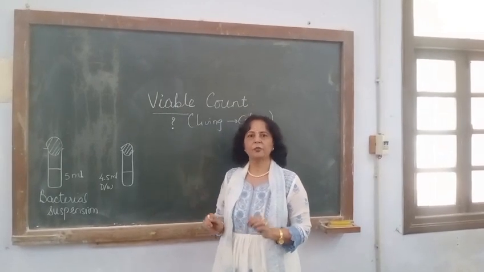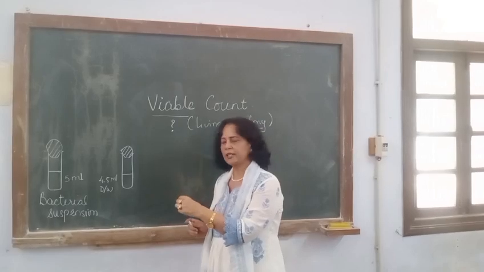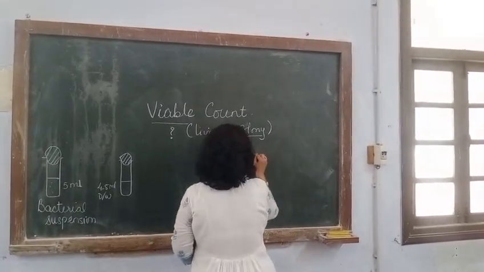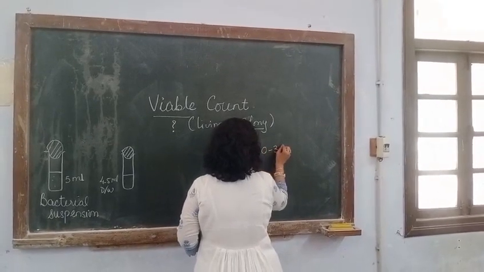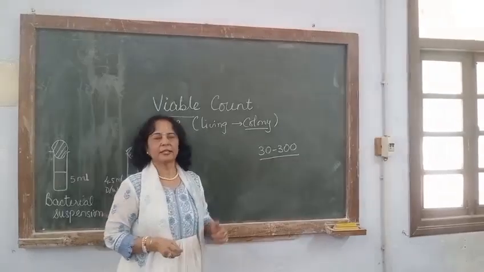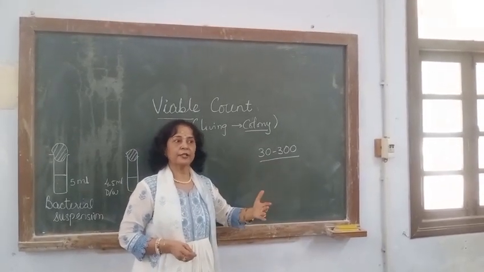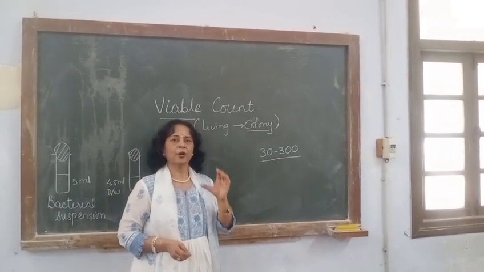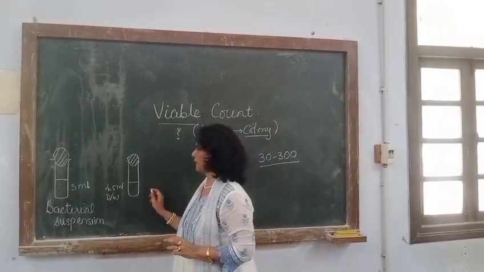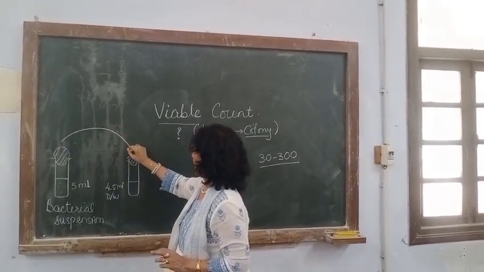So for that reason, we are diluting the bacteria very specifically, one by one, and that is why it will give you the result in the form of 30 to 300 colonies. So this is the fundamental of the viable count technique, that we are interested in the number of colonies which can be counted, which can be observed nicely on a very small nutrient agar plate.